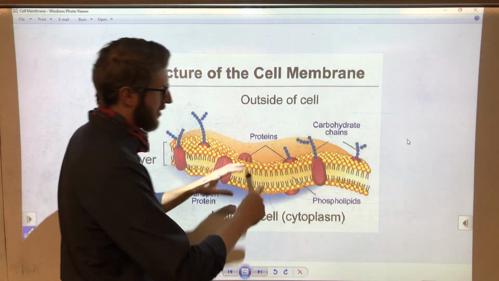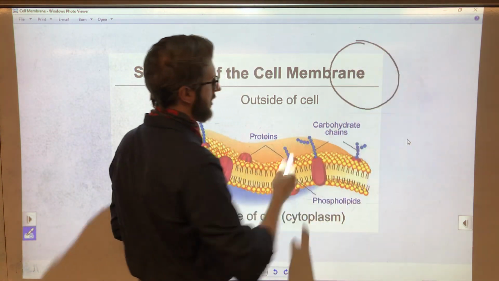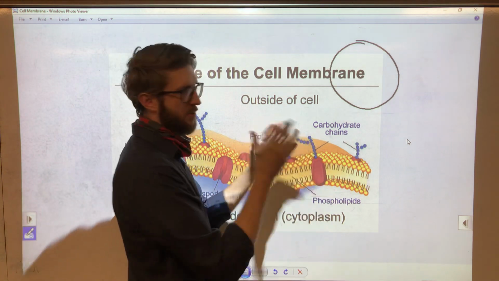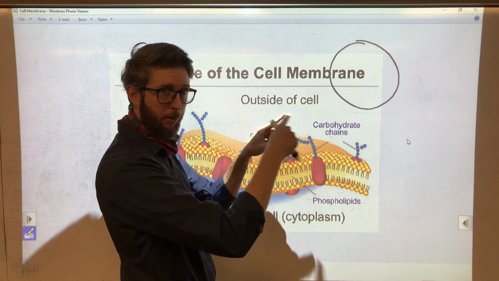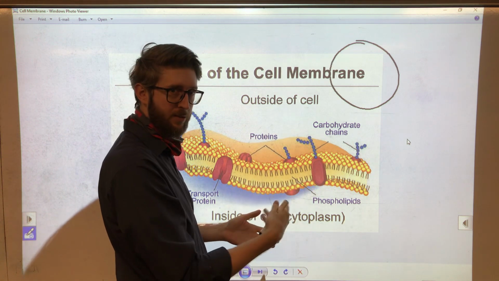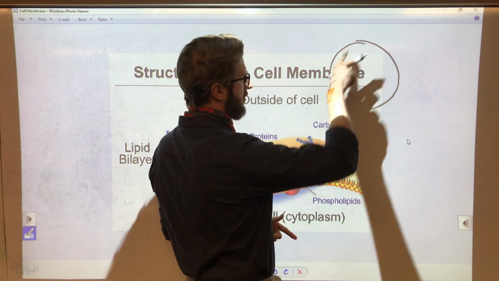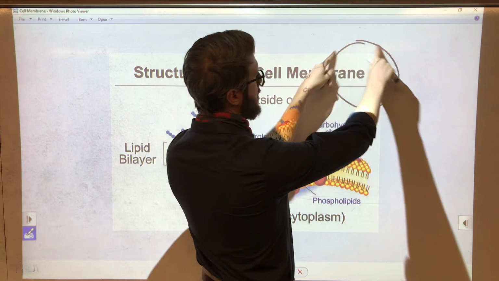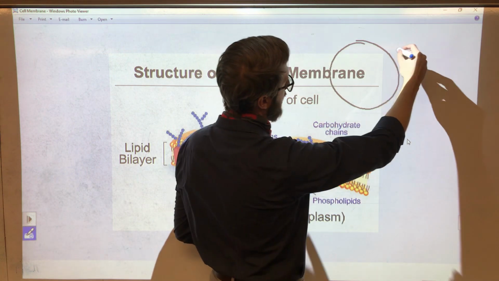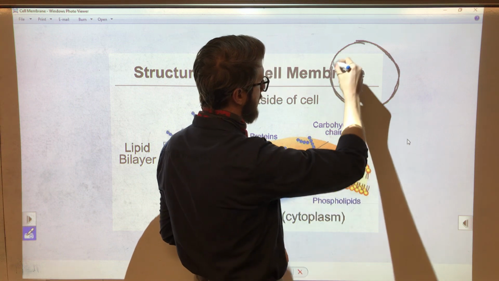So if we were to just look at a cell straight on, it's three-dimensional, so it's like a ball, but if you cut that ball in half, you just have an outer perimeter and it's hollow on the inside. And that outer perimeter is what we call the cell membrane. So if you're looking at that ball that's cut in half, this is what it would look like. And the cell membrane is this black line that goes all the way around.